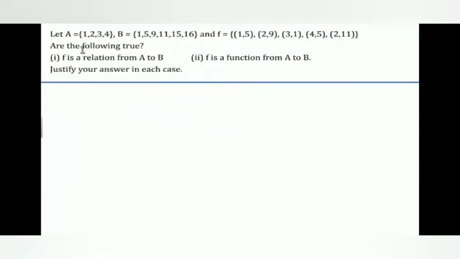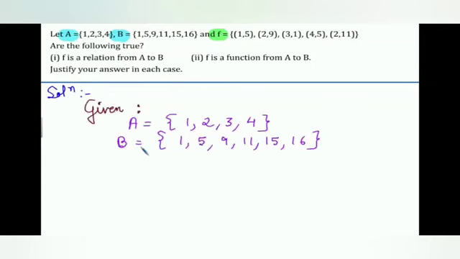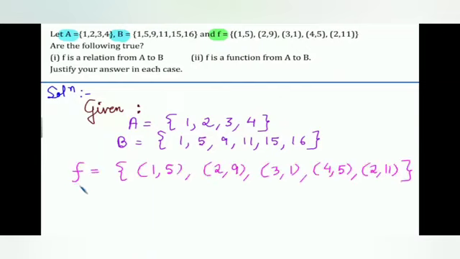Now moving to our next question. Let A is equal to 1, 2, 3, 4, B is equal to 1, 5, 9, 11, 15, 16 and function f is equal to the relation from 1 to 5, 2 to 9, 3 to 1, 4 to 5, 2 to 11. Are the following true? Question number 1: F is a relation from A to B. Here the function is given: 1, 5, 2, 9, 3, 1, 4, 5 and 2, 11.